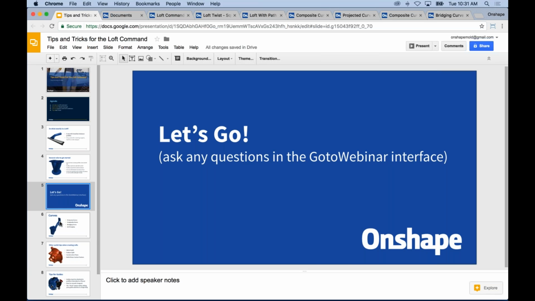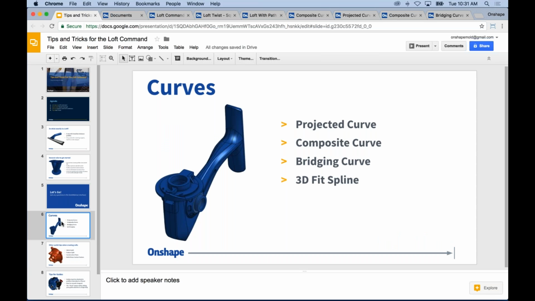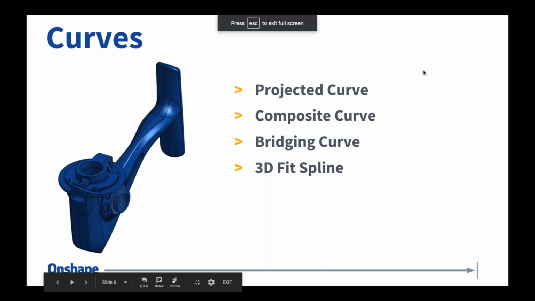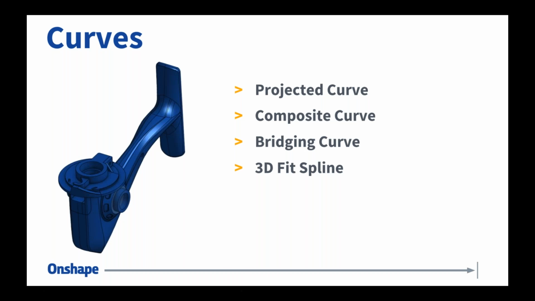And the first and probably most important tool that I would recommend looking into if you're trying to create very smooth transitions, very clean lofts, are different curve commands. And these are, again, really new. In the last few months, we've added basically all of these curve commands, and they really make a big impact in the Loft command. Now, these commands can be used elsewhere. Projected curve is useful in a lot of different situations, but it's particularly useful in Loft. And that goes for composite curve, bridging curves. They all have other uses, but very, very useful in the Loft command.